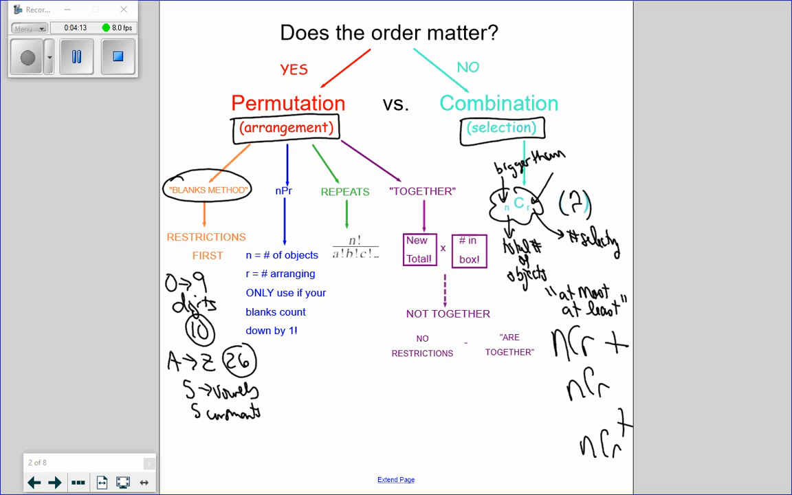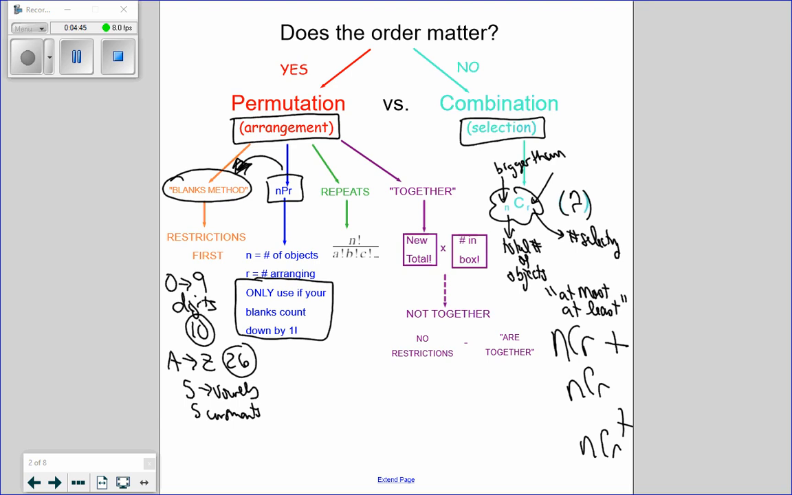Now, you can do these questions using NPR, but you can only use NPR if the blanks count down by ones. So in other words, no restrictions. So let's say this semester you have 7 textbooks, but you're only strong enough to carry 3 at a time. So it would be 7P3. Okay, because you would arrange them on a shelf, sorry, not carry them. So 7P3, or 7 times 6 times 5.